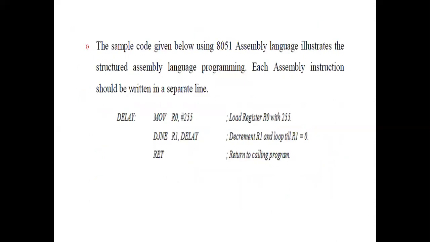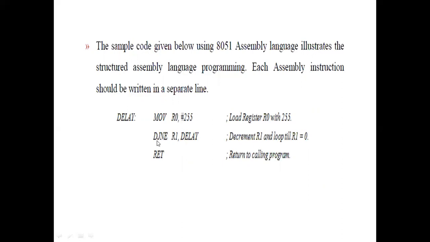So next is the sample code given below. This code is for assembly language, illustrating structured assembly language programming. Each assembly instruction should be written in a separate line, as you know. So MOV R0, #255. What it will do is 255 will be loaded into a register.